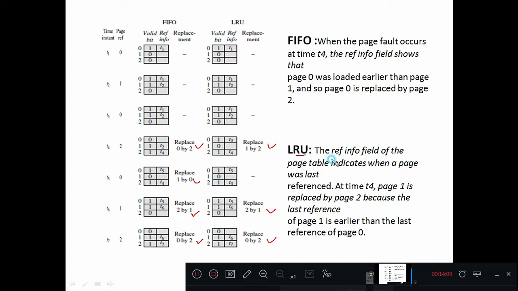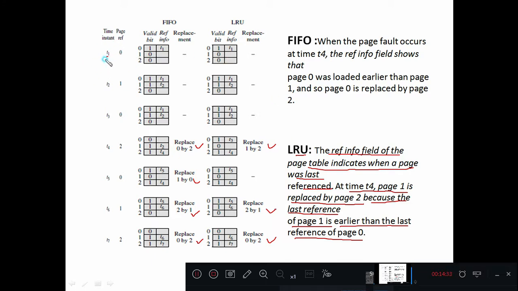So in LRU the reference info field of the page table indicates when a page was last referenced. At time t4, page 1 is replaced by page 2 because the last reference of page 1 is earlier than the last reference of page 0, right? So we will see that now again with an example.